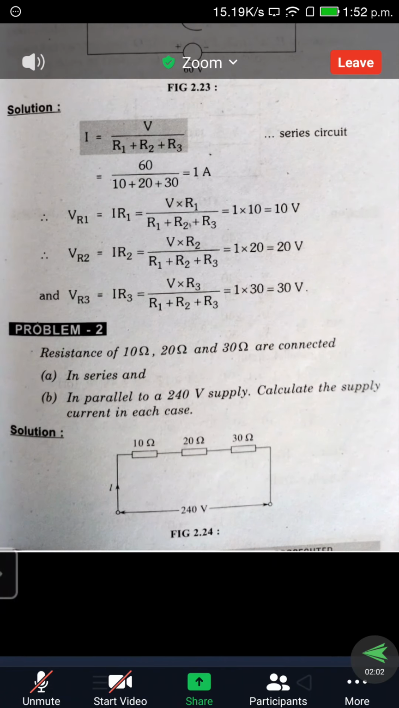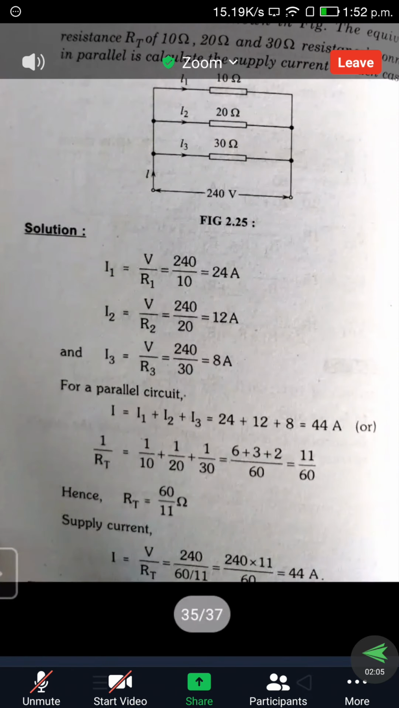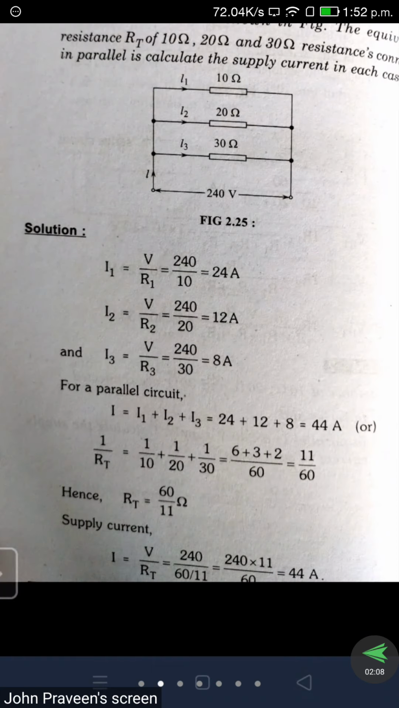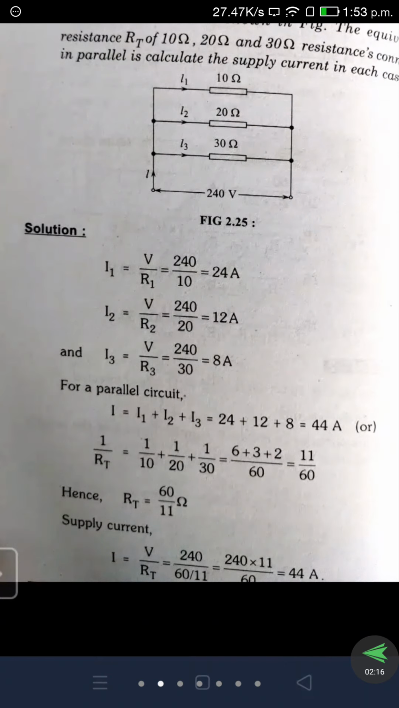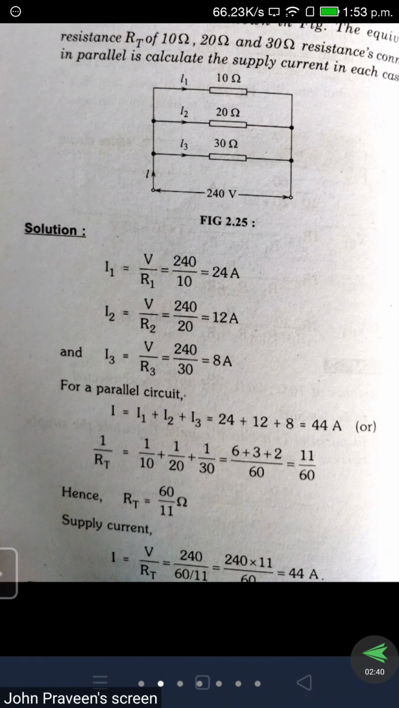I is equal to V by R. To determine the R value, they are connected in series. That's why we use the formula RT is equal to R1 plus R2 plus R3. Substituting the values 10, 20, 30, we get 60 ohms. Then the supply current I is equal to V by R, so V is 240 by 60. 240 divided by 60, the zeros get cancelled. So that implies 4 amperes is the current when the three resistors are connected in series.